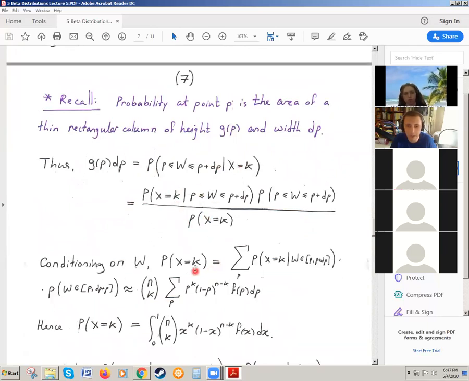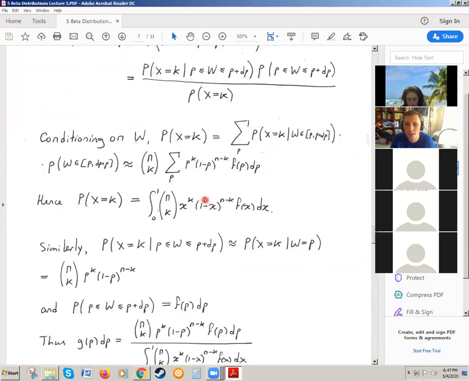So if we condition on W, this is essentially saying that W equals p. There's very little difference between p and p plus dp, since dp is infinitesimally small. You see where my cursor is pointing. The first piece here is essentially the probability that X equals k, given that W is p. And that is n choose k, p to the k, times 1 minus p to the power of n minus k. Do you understand? Because now that becomes a binomial distribution, and I know p. So it's this number.